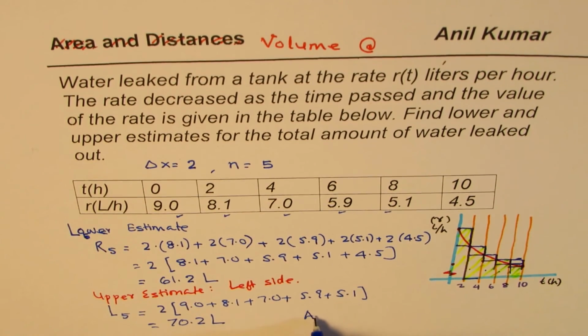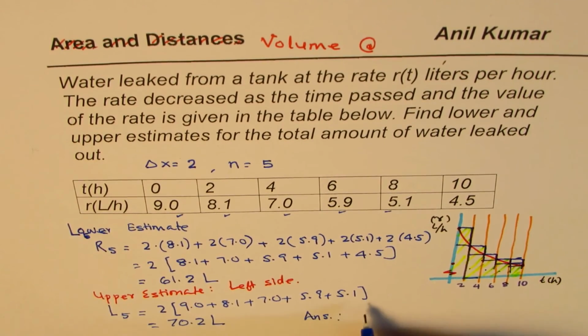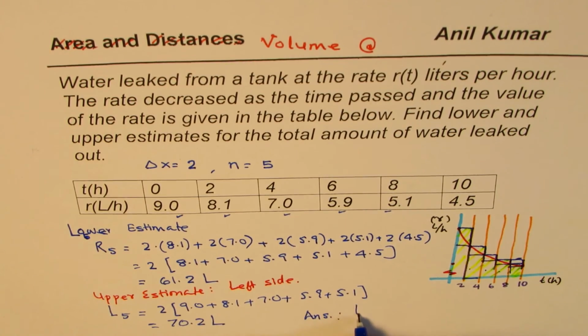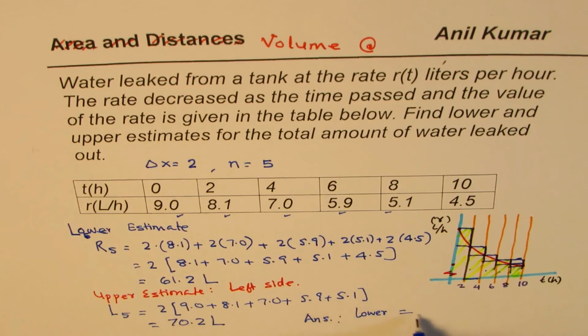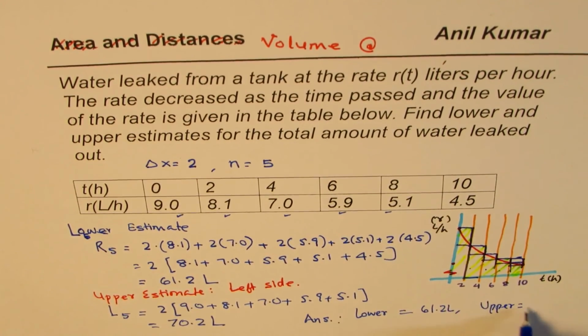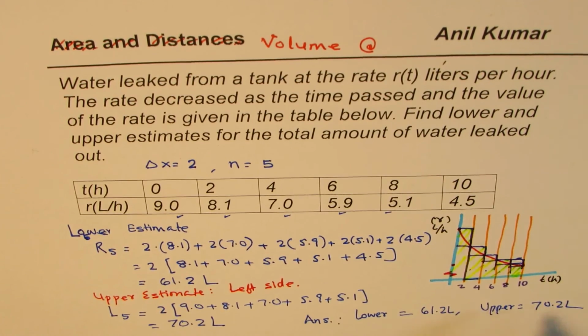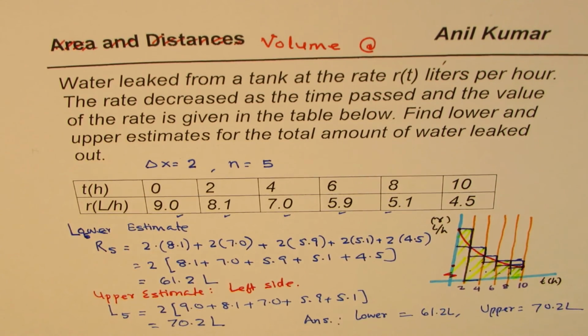So our answer is, the lower estimate is 61.2 liters and the upper one is 70.2 liters. So the amount of water is definitely between these two limiting volumes, right? So that is how we could do it.